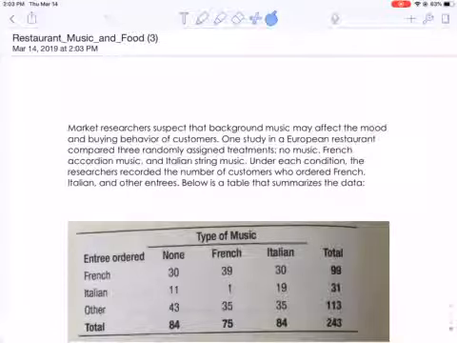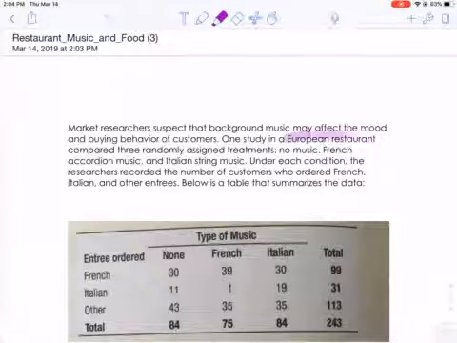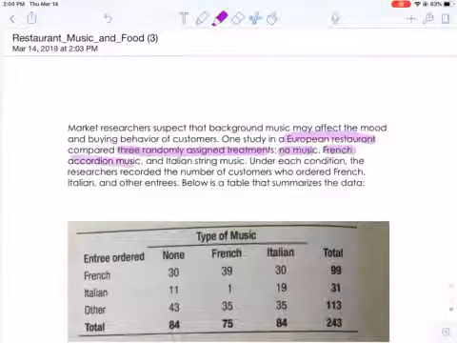I'm going to walk you through restaurant, music, and food, the problem that I presented to you in class today. Now, market researchers suspect that background music may affect the mood and buying behavior of customers. One study in a European restaurant compared 3 randomly assigned treatments: no music, French accordion music, and Italian string music. Under each condition, researchers recorded the number of customers who ordered French, Italian, and other entrees.